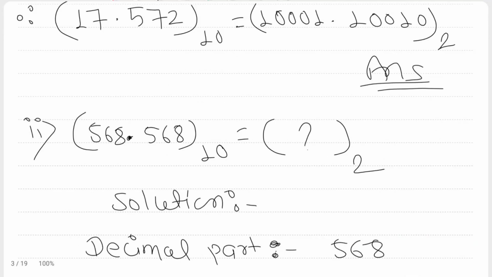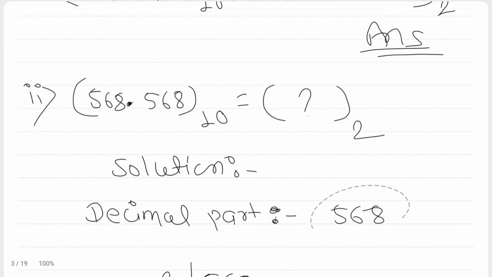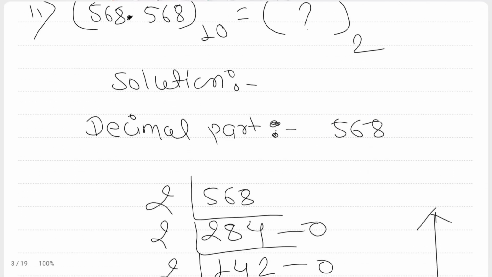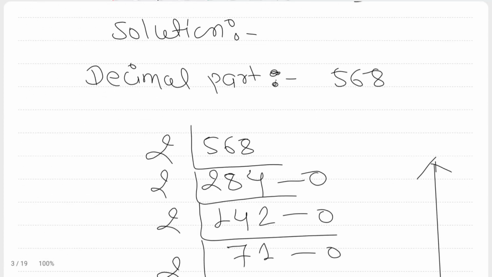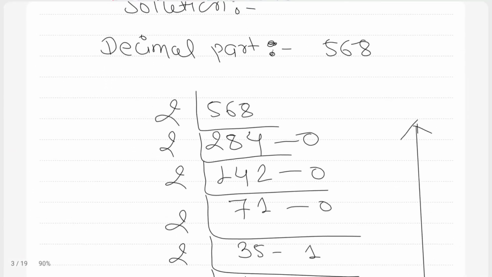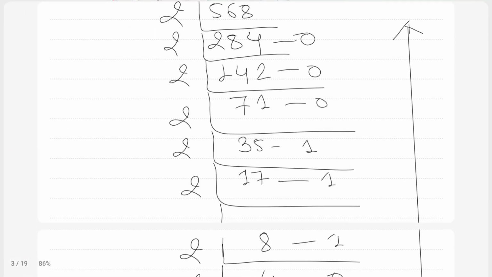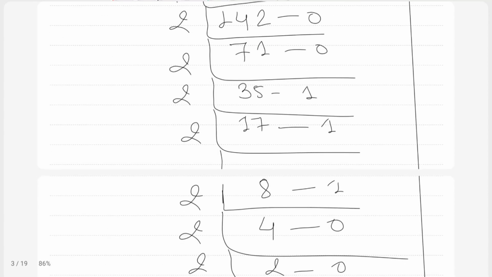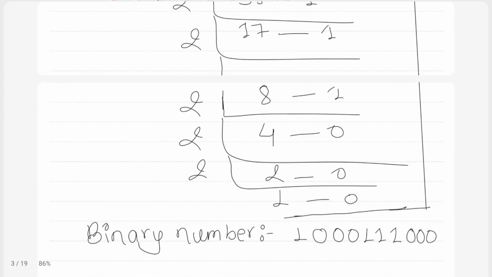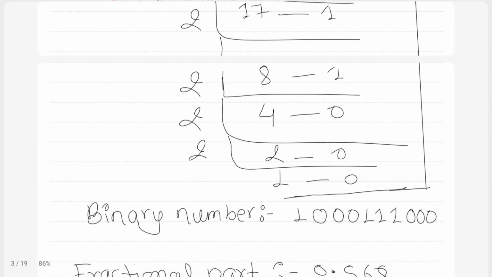We do another example, 568.568. This is an integer part, 568. So we divide it by 2, similarly to the above example. We repeatedly divide it by 2, and then we write down from reverse order, means bottom to top, and we write our answer there.